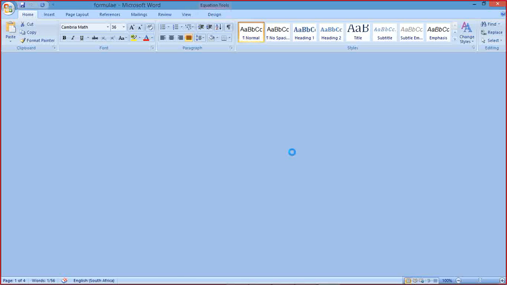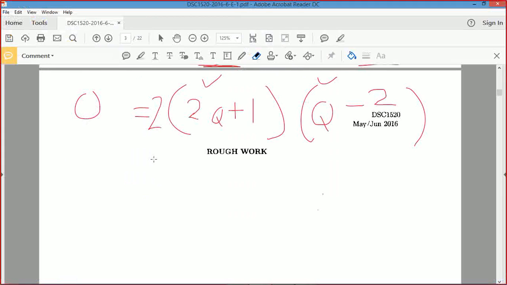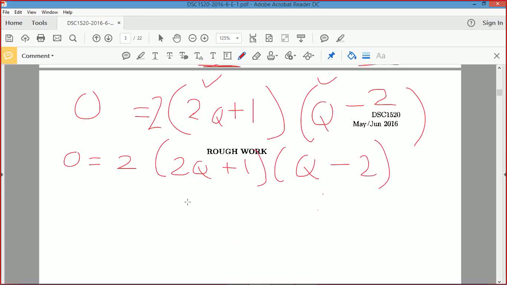I'm going to use both then, just to show you that as well. If I couldn't factorize that, well, let me just finish this bit first, and then we'll do that one. Okay, let's write 0 equals 2 brackets 2q plus 1 brackets q minus 2. So what can q be? Here, q can either be negative a half, or q can be 2.